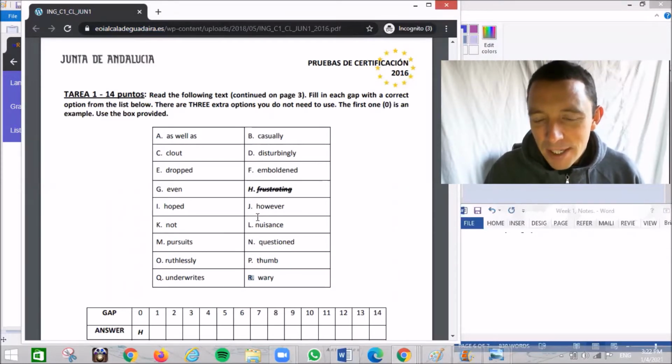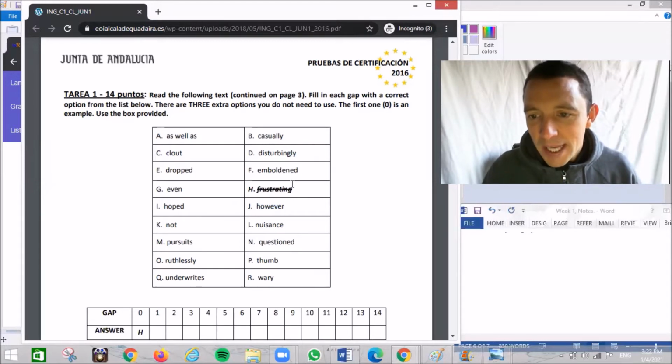And the vocabulary is very interesting. So maybe you recognize a lot of the vocabulary, for example, as well as, however, even, hoped, dropped, casually. That's probably quite normal and standard vocabulary, but the rest is quite interesting, okay?